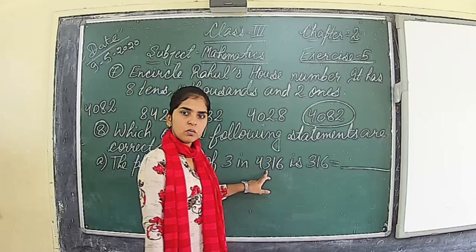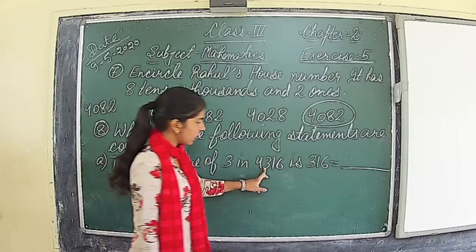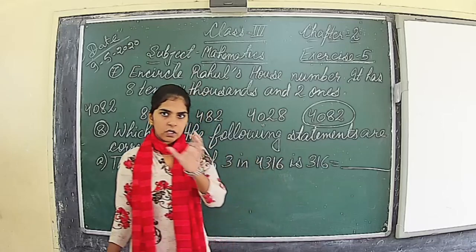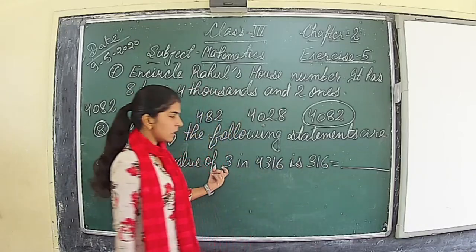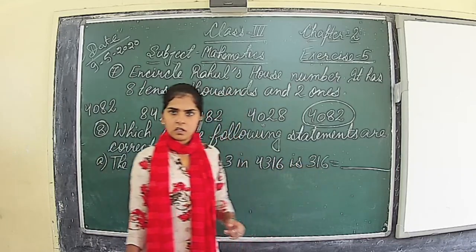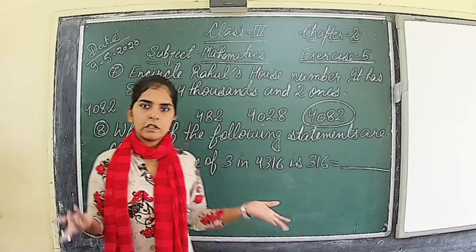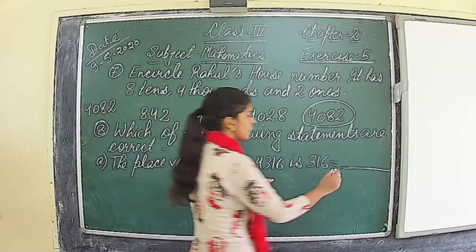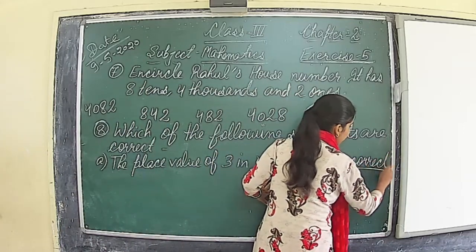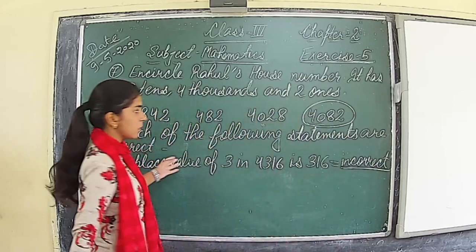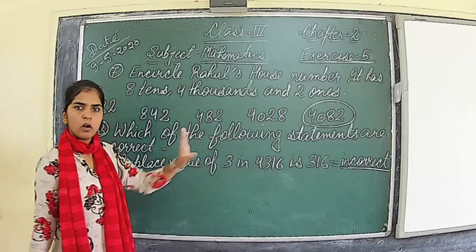So its place value should be 300. And what is given here? 3's place value will be 360. Is it right? No, it is not right. It means this statement is incorrect. This is wrong.